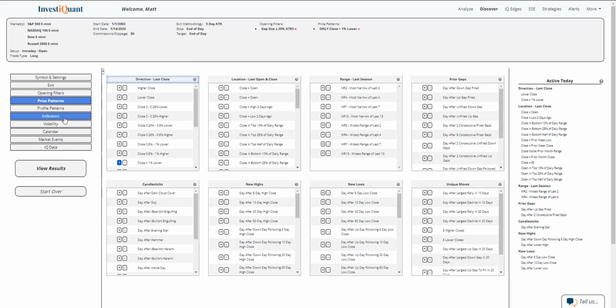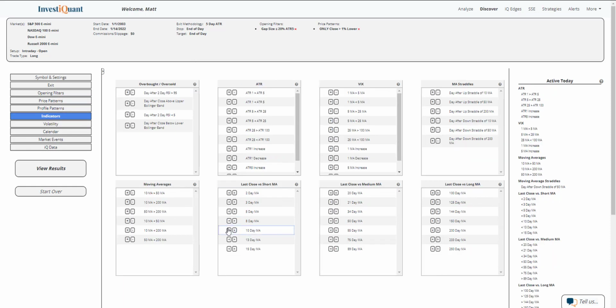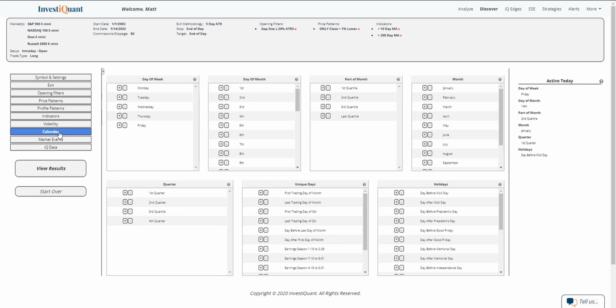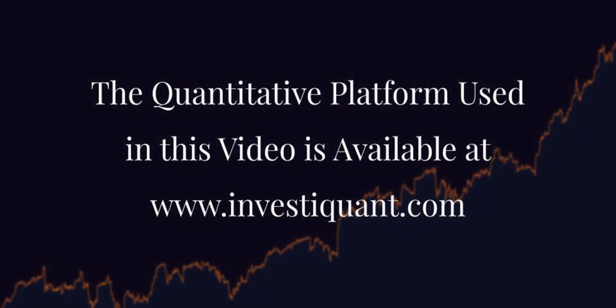Next thing I'm going to do, indicators. I'm going to say we finished below a 10 and above a 200-day simple moving average. And then the last thing I'm going to do is say that happened on a Thursday, which means today would be Friday. I'm going to hit equals here next to Friday. We're going to be looking at what has happened historically on Fridays following this pattern. So let me go ahead and click view results.